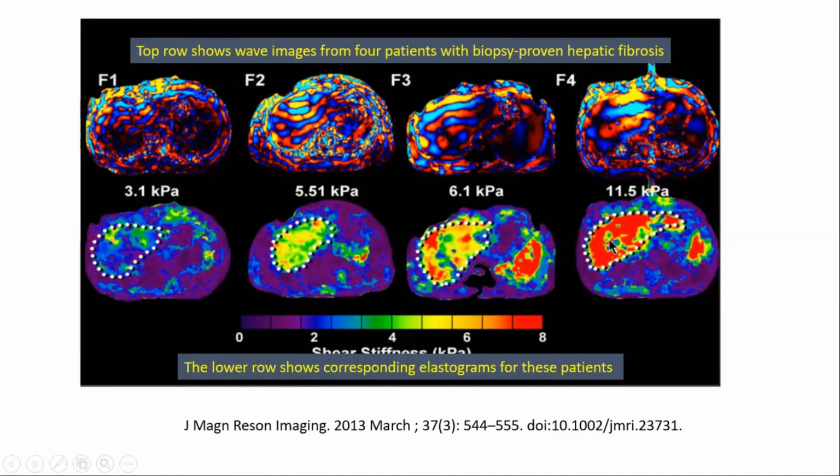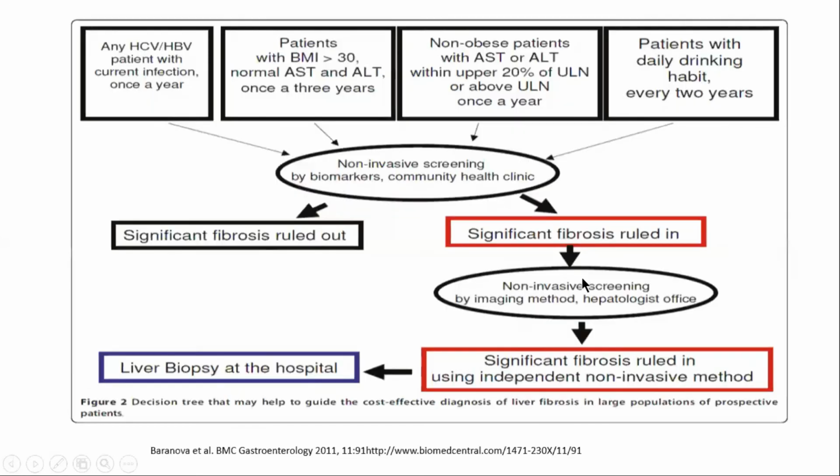So the more red, the more fibrosis. Yellow shows less fibrosis than red, and when the color is purple, there is no fibrosis.